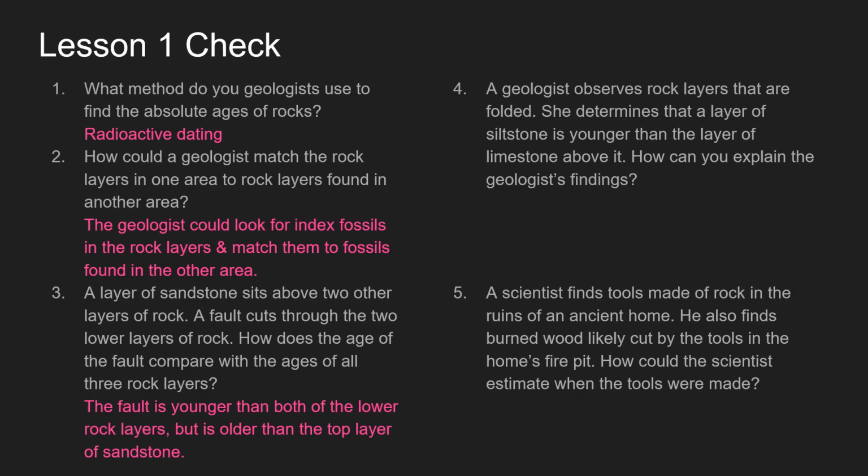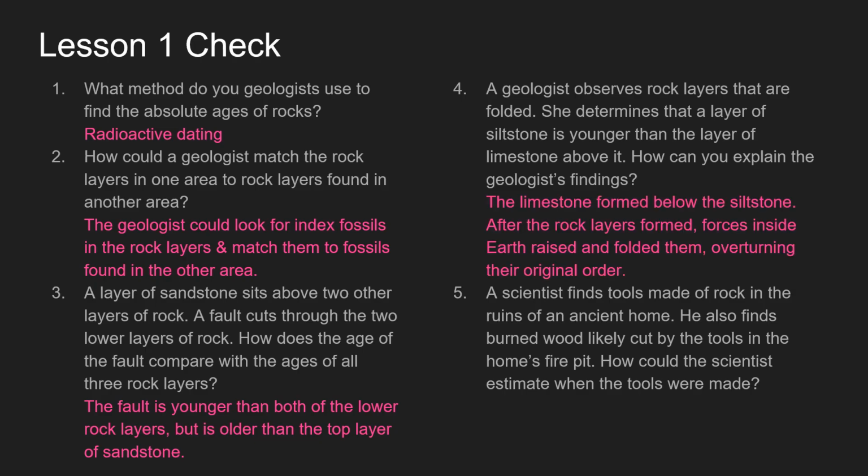4. A geologist observes rock layers that are folded. She determines that a layer of siltstone is younger than the layer of limestone above it. How can you explain the geologist's finding? The limestone formed below the siltstone. After the rock layers formed, forces inside Earth raised and folded them, overturning their original order.